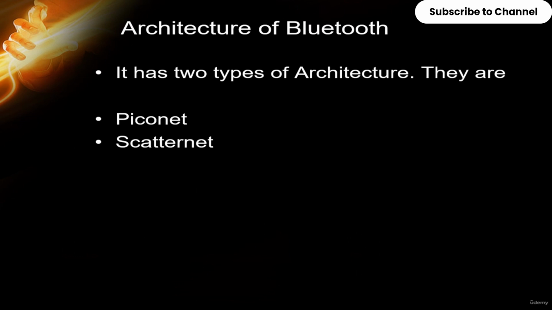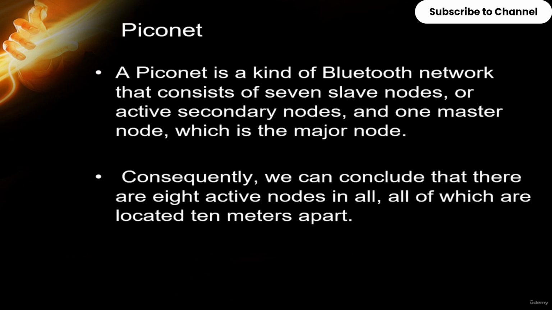So it has two types of architecture. One is the piconet, another one is the scatternet. A piconet is a kind of Bluetooth architecture where seven slave nodes can form as secondary nodes, and one master node will act between them.